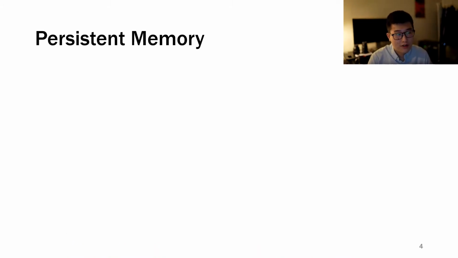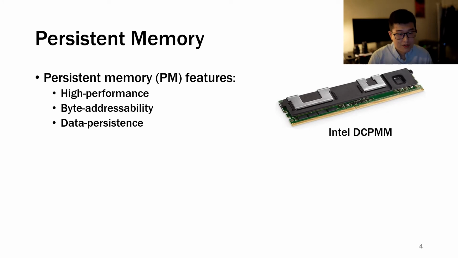First, I'd like to talk about the background about persistent memory. Persistent memory features high performance, byte-addressability, and data persistence. An example is Intel's recently released DC persistent memory module, which has been widely available these days. For example, the server on my back is running persistent memory.